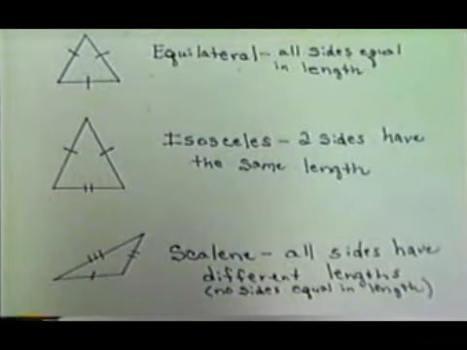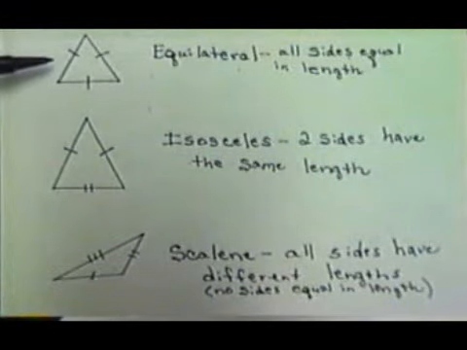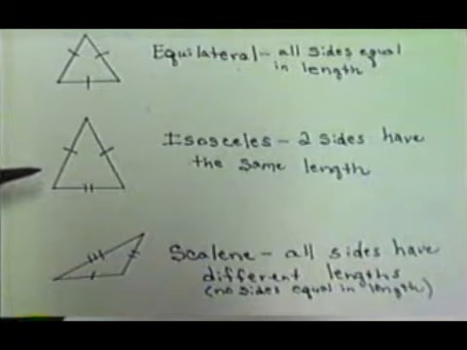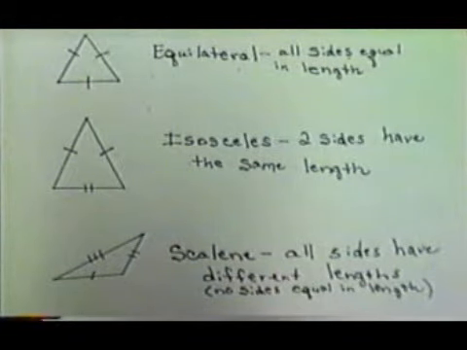So we have 3 kinds of triangles that we'll be concerned about. Equilateral, where all the sides are the same length. Isosceles, where 2 of the sides are the same length. And scalene, where all the sides are different lengths. So these are 3 different category names we give to triangles in relationship to their sides.